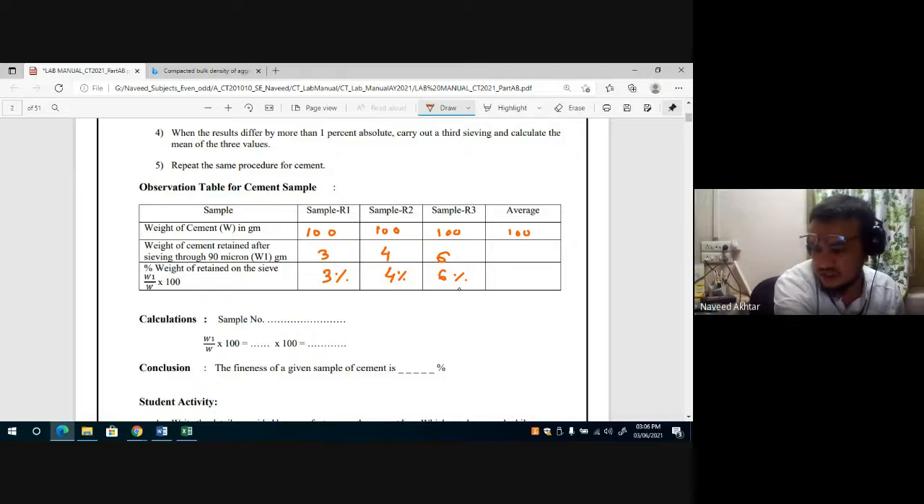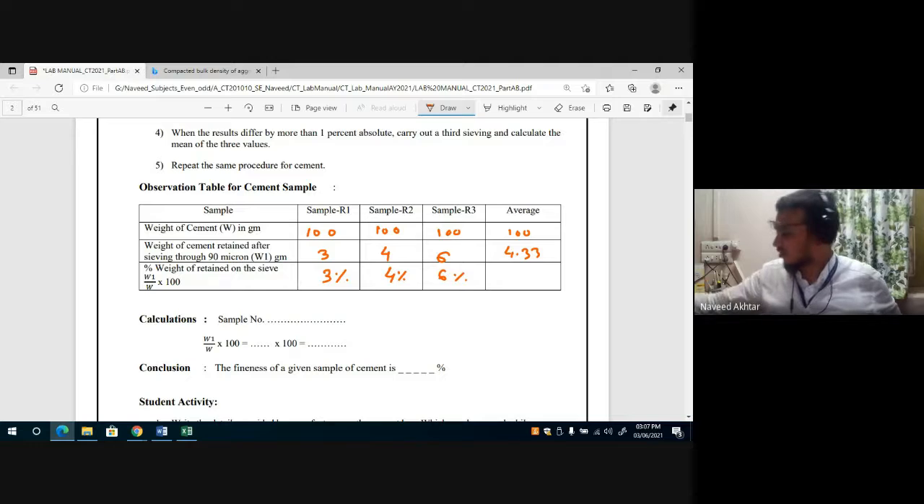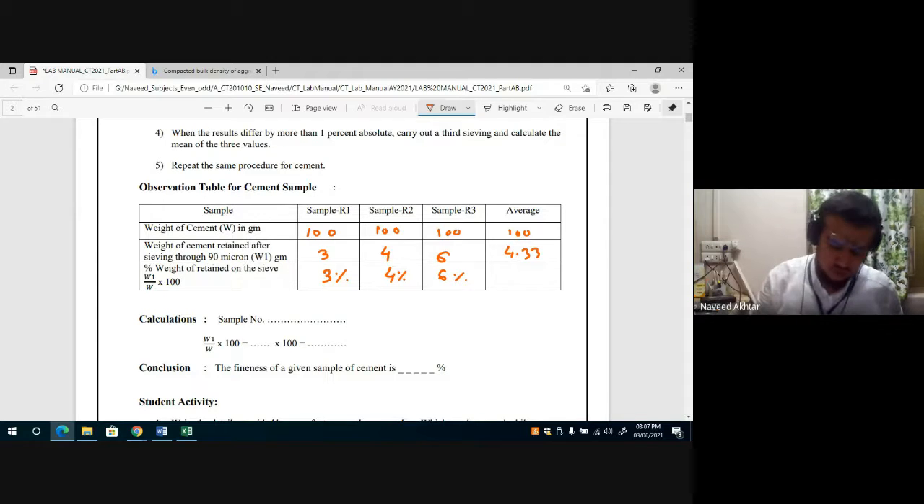you can find by calculating: 3 plus 6, 9, plus 4 is 13, 13 divided by 3 is 4.33. The average percentage of your unfined cement is 4.33%. So you can do the sample calculation.